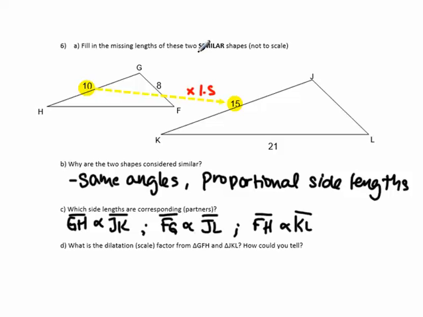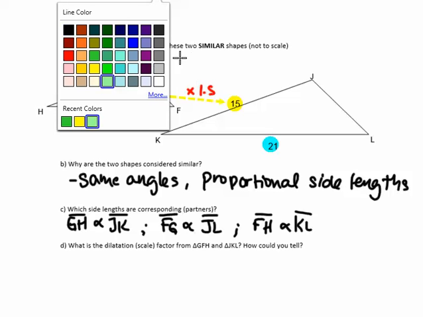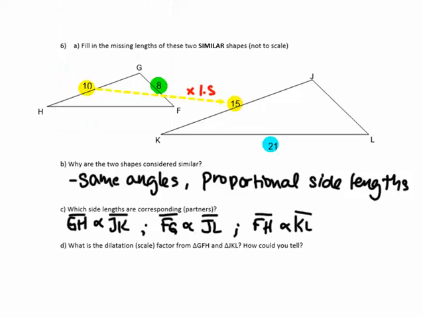And because it's proportional, that means what I do to one side, I have to do to all the other sides. So let's go back to my highlighter and let's put this one in green and this one in blue. And so the green line, its partner is over here. So again, I follow the same scale factor, so times 1.5. So if I do 8 times 1.5, I will get the new side length of 12.